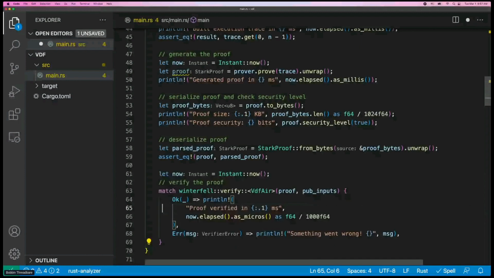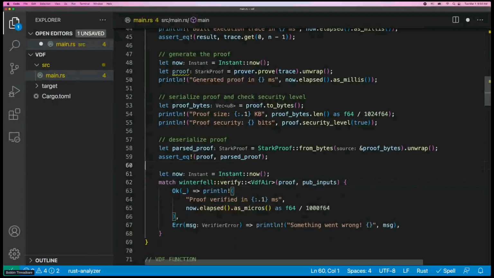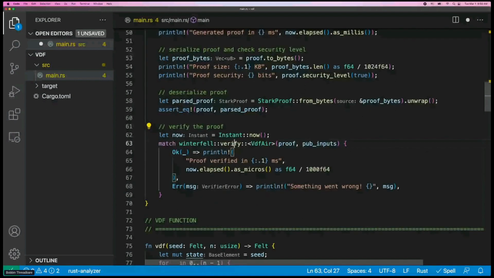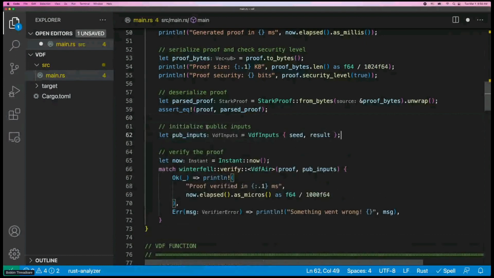Let me explain this. Basically, we're just saying Winterfell verify. We specify which AIR we're using to verify a proof, and then we just pass in. Well, one thing I forgot, we also need to build public inputs. So in this case, we here want to build public inputs. In our case, the public inputs is just seed and result.